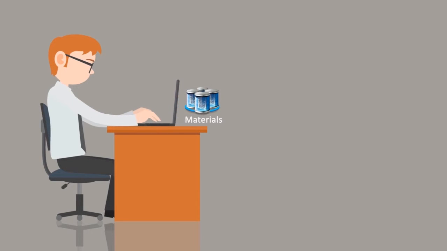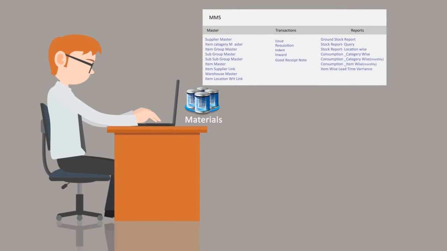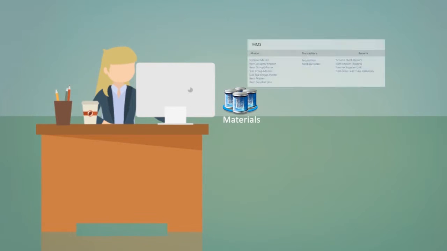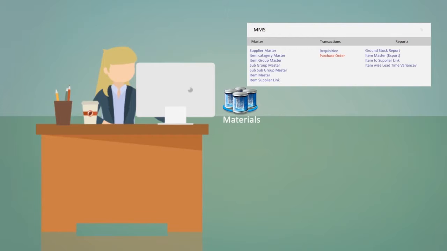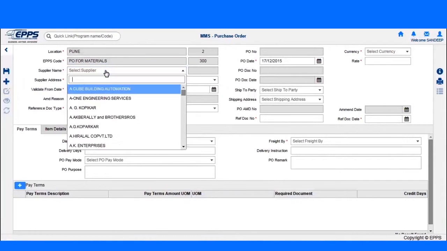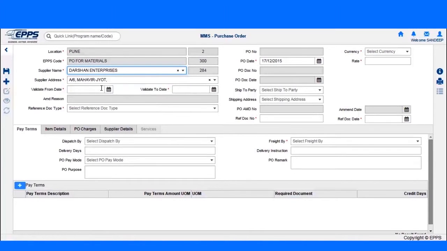Now, the materials manager will execute auto indent raised by the system on minimum reorder levels. Then the procurement manager creates a purchase order based on the indent. All information, along with validity of the PO and terms of payment, is added.